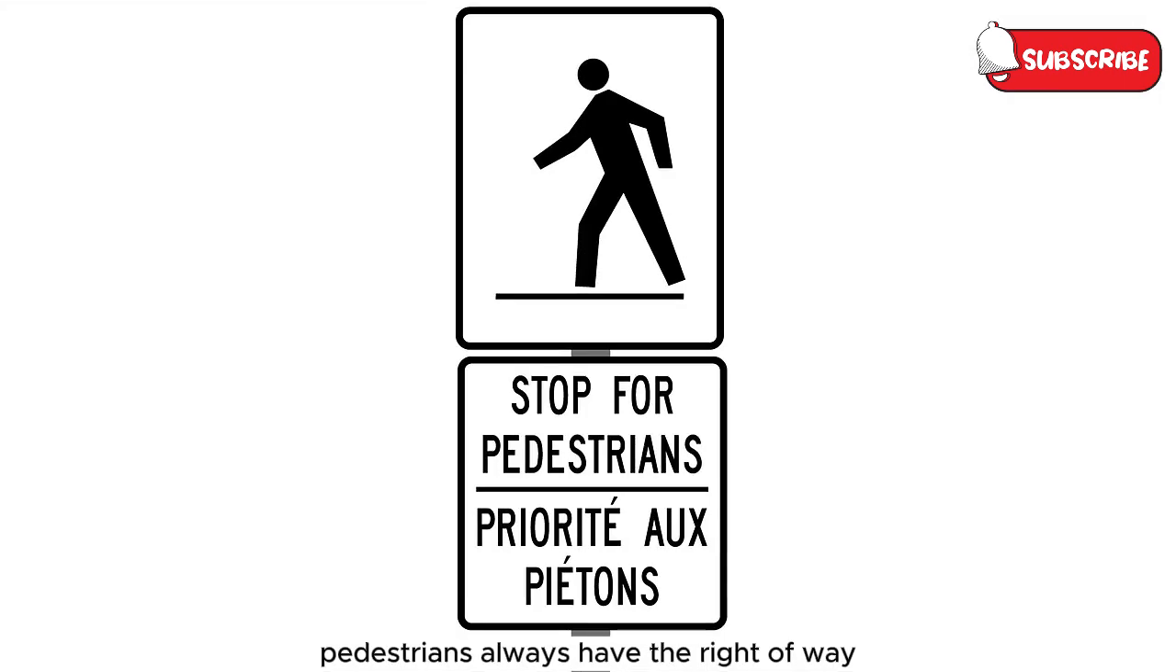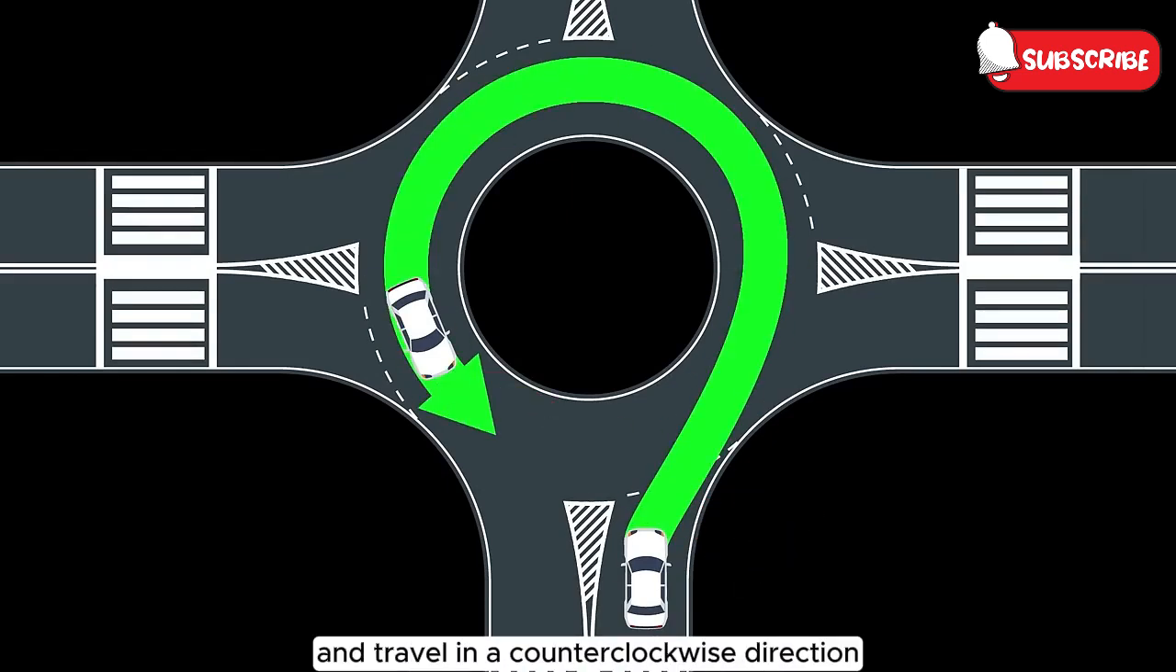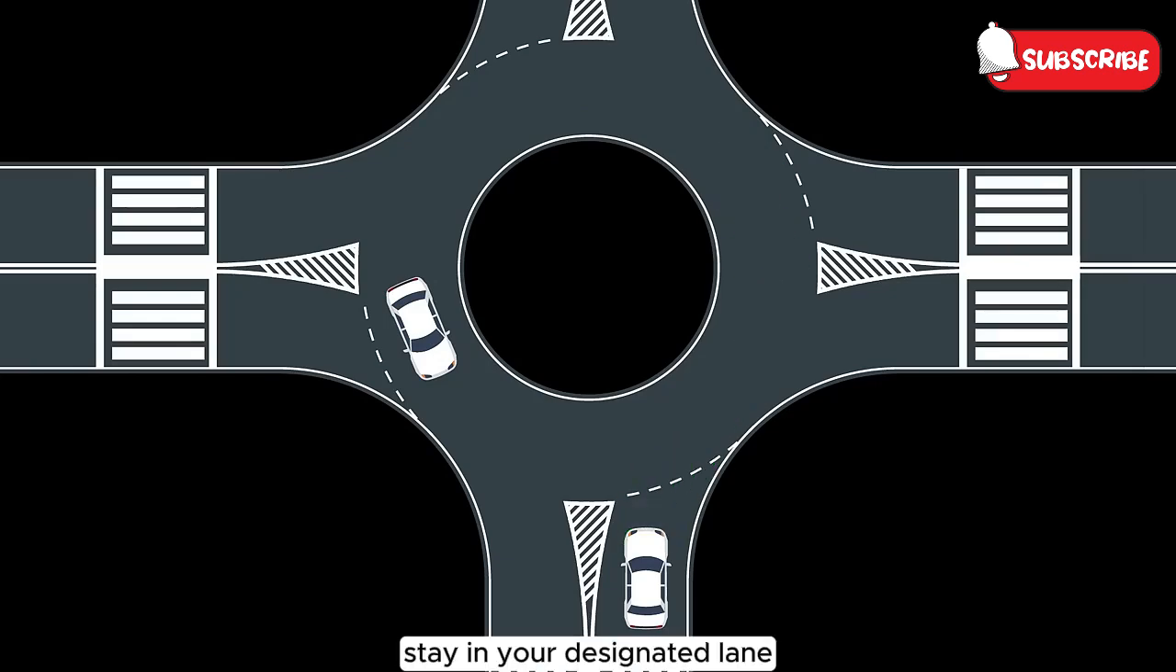Pedestrians always have the right of way at pedestrian crossovers. Yield to them when entering and exiting a roundabout. When entering a roundabout, yield to all lanes of traffic on the inside. Maintain your speed and travel in a counterclockwise direction. Stay in your designated lane.